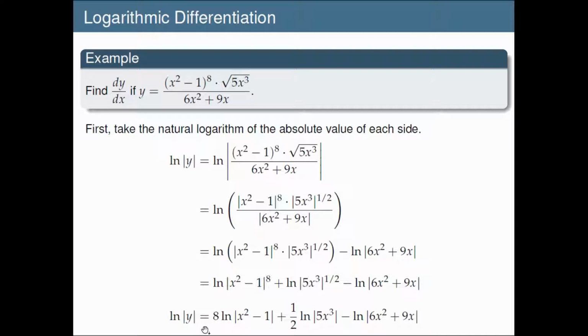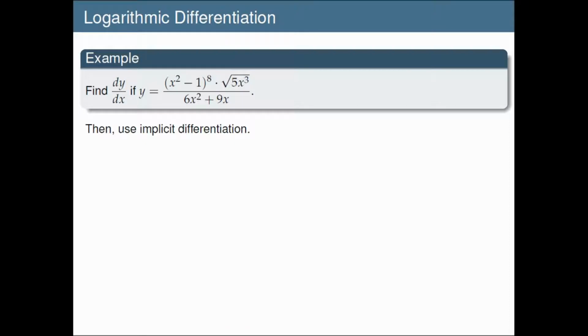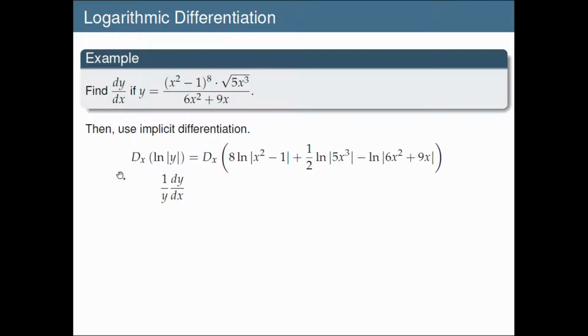So we have this equation. Itong equation sa baba, ito yung gagamitin natin for the implicit differentiation. Taking derivatives of both sides. Unahin natin yung sa left hand side. The derivative will be 1 over y times dy over dx. We equate this with the derivative of the right hand side.